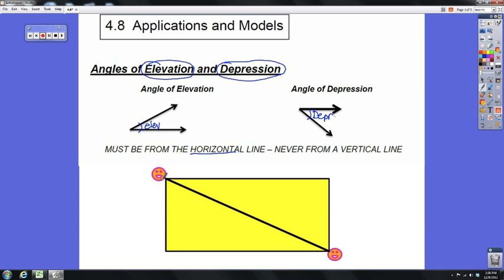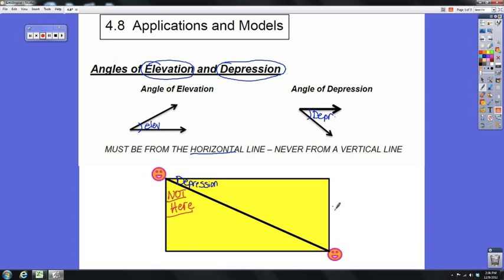So if this smiley face is looking down at this smiley face, think about where the angle of depression would go. Remember, it's the angle formed from looking straight out and down. So this right here would be the angle of depression. Here's where everybody wants to put it, right here. It's not here. Okay, this is not depression. It's not this one pointing down. Do not put your angle of depression there.